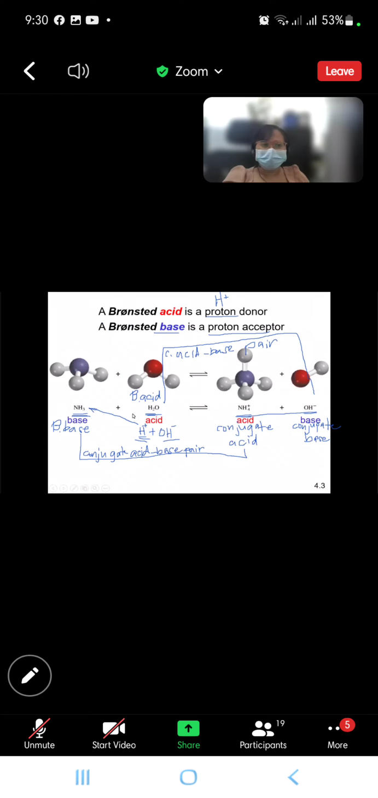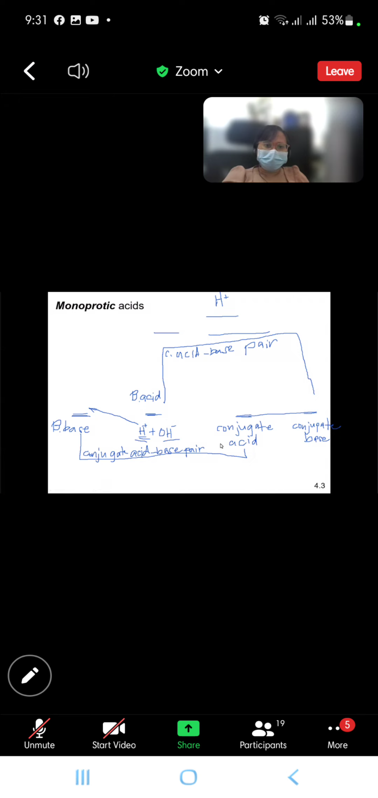So, ammonia is our base, water is our acid. But when water donates a proton to ammonia, ammonium becomes an acid. But it is called a conjugate acid. And our hydroxide ion is the conjugate base. Then, the ammonia and ammonium, this pair is called a conjugate acid base pair. And water and hydroxide is also called a conjugate acid base pair.